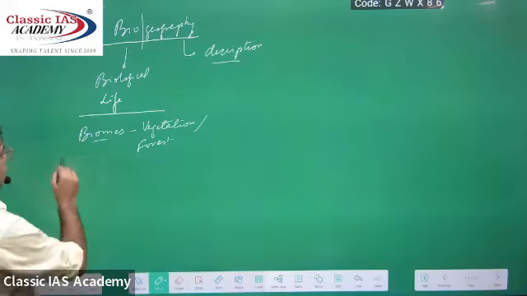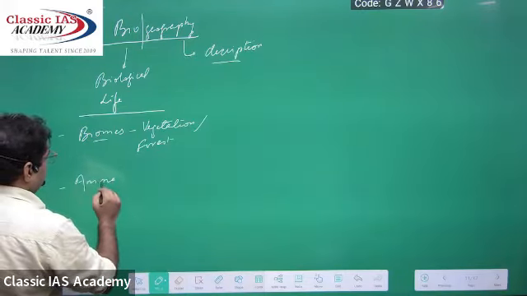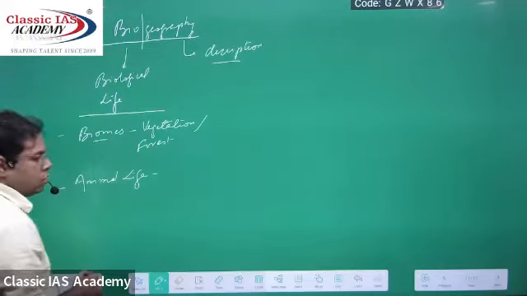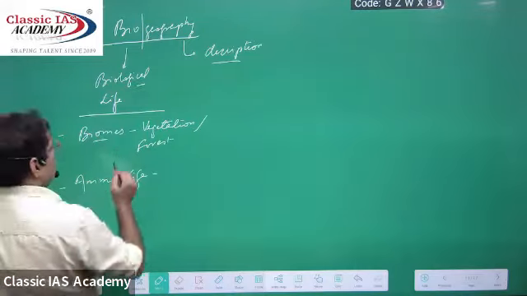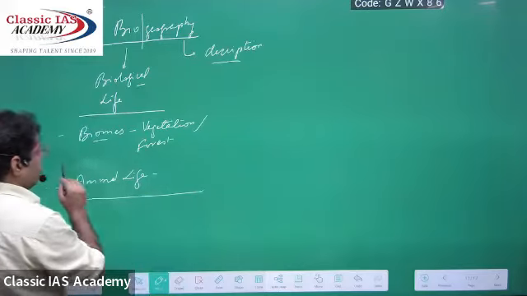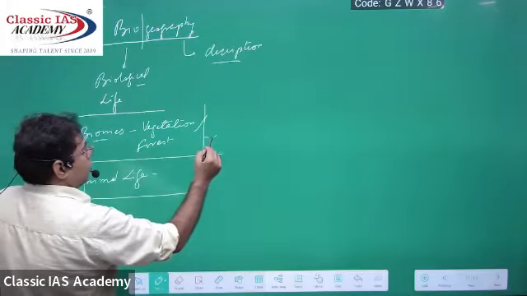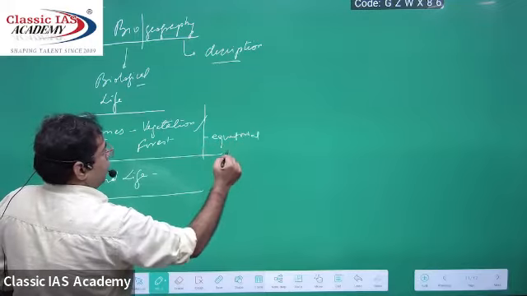Right. There will be animal life. In this forest area, some animals will also grow. So this is in biogeography. Then after, there are particular biomes, for example, equatorial rainforest.